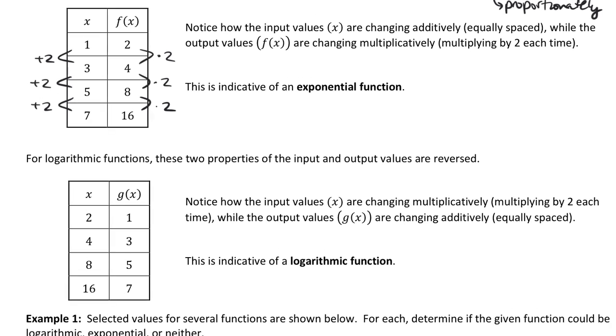So let's say that for a logarithmic function, these two properties of the input values are reversed. Now if we look at the table, what's happening to the input values? They're multiplying. They're changing proportionally or multiplicatively. And what are the output values doing? Adding. They're changing at a constant rate. We have switched the x's and y's since these are inverse functions. This is how you notice that you have a logarithmic function: when the inputs are changing multiplicatively or proportionally, and the outputs are changing over equal length input value intervals.